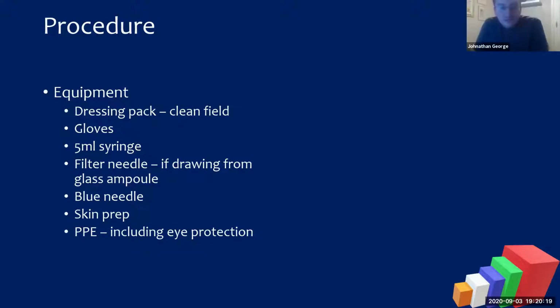So have a clean field. Make sure you've got some gloves, that you've got your syringe, that you've got 2 needles. And if you are still using glass ampules, make sure you've got a filter needle so there's no glass being drawn up. Make sure you've got some skin prep, so you're cleaning the skin before you're injecting, and that you've got proper PPE. And I would advocate having some eye protection because you're using bodily fluids, and I have seen somebody inject and have lidocaine come out the other side and go into their eye.